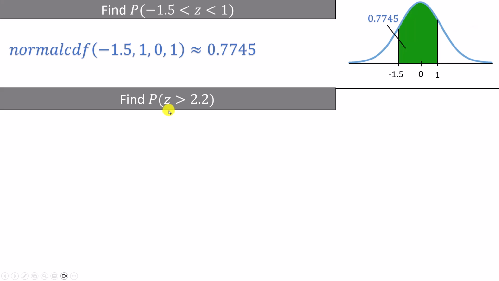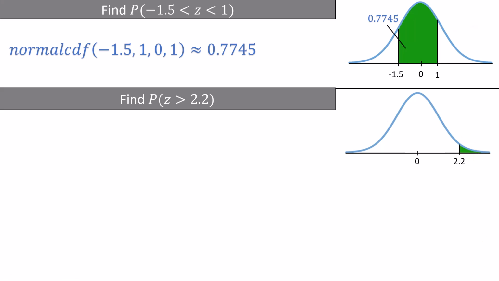Z-scores represent standard deviations from the mean, so this is just asking what is the chance that we sample a value that is more than 2.2 standard deviations above the mean. Drawing the picture of the z distribution, we know that we have 0 right down the middle and 2.2 somewhere to the right. We are asked for the probability that we get a z-score that is greater than 2.2, so that's the area to the right of 2.2.